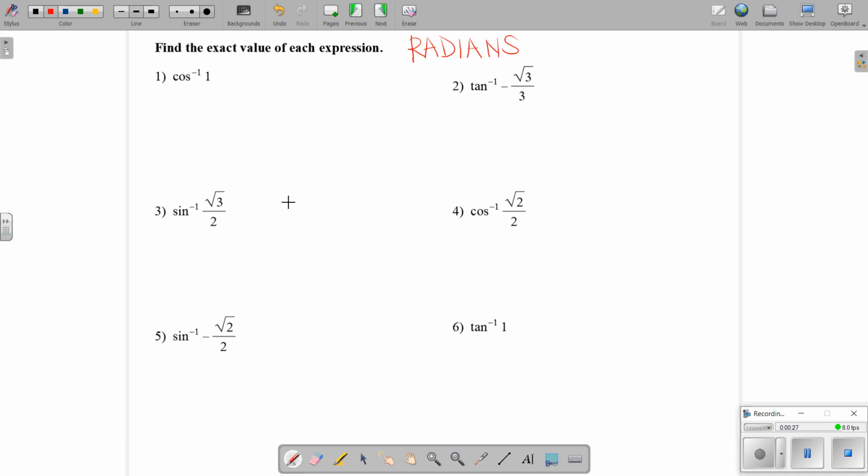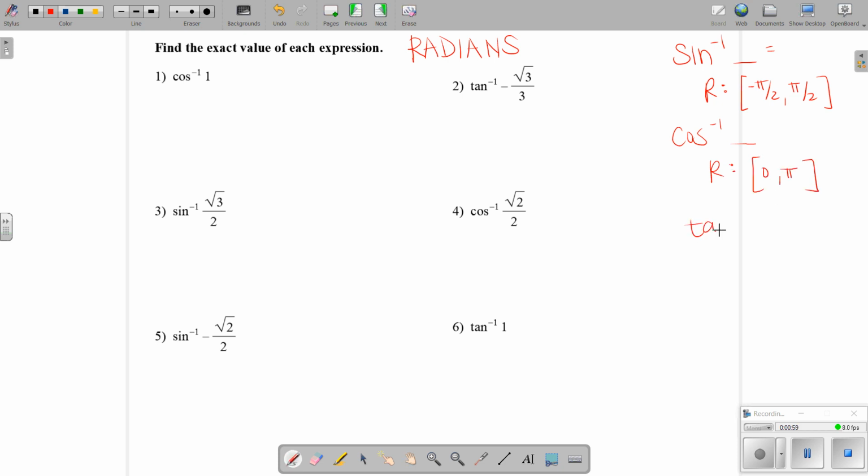So I would like for you to copy them down. Try them on your own first, keeping in mind that there is only one right answer for each of them. The biggest thing is if I am asking you for something that is the inverse sine of something, remember that your range has to go from negative pi over 2 to pi over 2. So your answer is going to be in there, right? Negative pi over 2 to pi over 2. If we're talking about the inverse cosine of something, then your answer is going to be between 0 and pi.